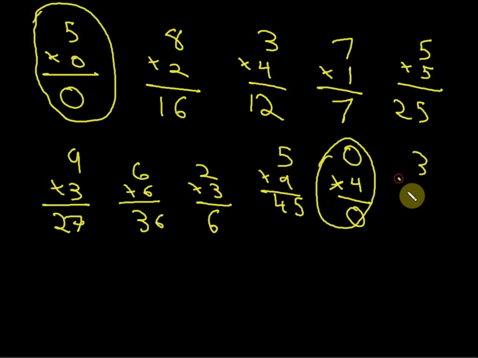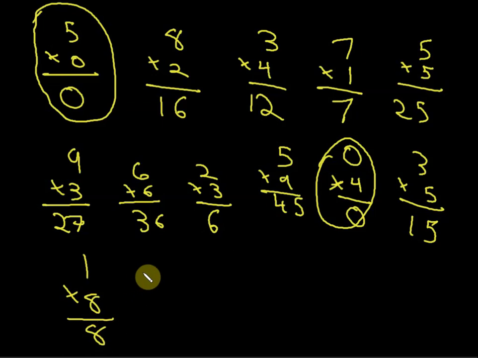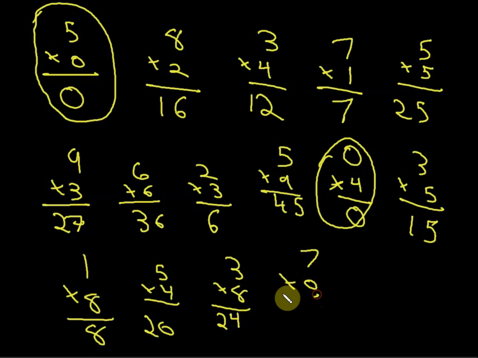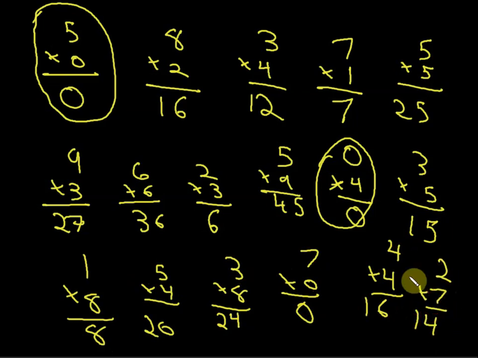So next we have 3 times 5, which is 15. We have 1 times 8, which is 8. We have 5 times 4, which is 20. We have 3 times 8, which is 24. 7 times 0 is 0. 4 times 4 is 16. We have 2 times 7, which is 14. Right? So this is just solving a bunch of problems.